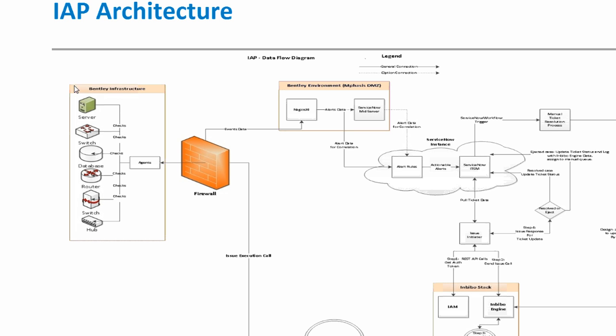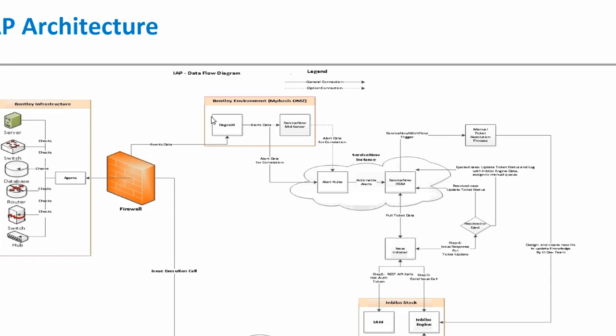The alert would basically be fed to the Nagios system, which is the component sitting here. Nagios would then forward the alert to ServiceNow. So the event is converted to an alert, and as you can see here, there is a ServiceNow instance which consumes the alert and transforms it into an auto ticket, right?